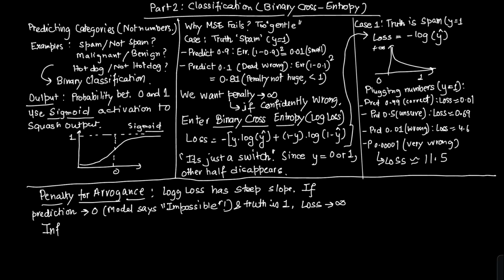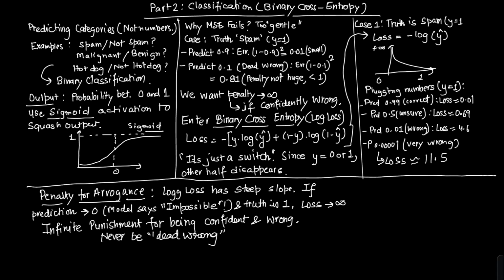If the model says there is a 0 chance this is spam and it is spam, cross entropy destroys it. It says you were confident and wrong. Infinite punishment. This forces the neural network to never be dead wrong. It encourages it to be humble until it has proved itself.